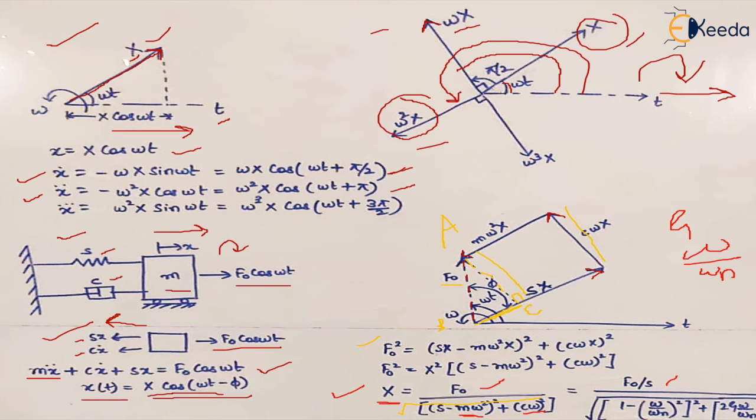Similarly, we can also find the phase angle phi for this system. So phi is what? It is sine upon cos. So it will be this factor, 2 zeta omega upon omega n, upon this factor, which is 1 minus (omega upon omega n) square.